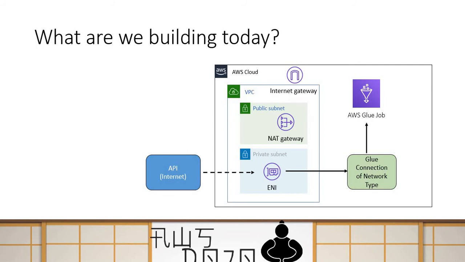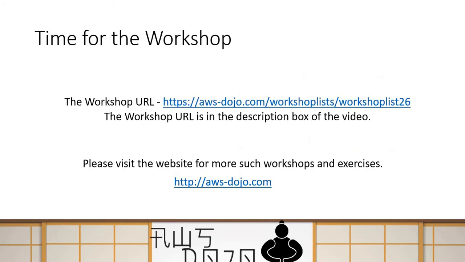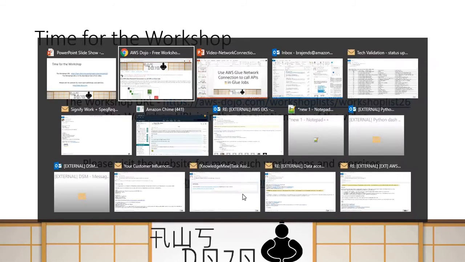In order to implement this scenario, we have created a workshop, and this workshop has been uploaded to aws-dojo.com. I have also provided the URL of the workshop in the description box below. Now I'm going to walk you through the workshop steps and explain how it works. And post that, you can use this URL to run this workshop at your own pace whenever you want. It's available to you free of cost, and anytime you want to run it, play with it, work with it, you can do that. So let's jump to the workshop now.